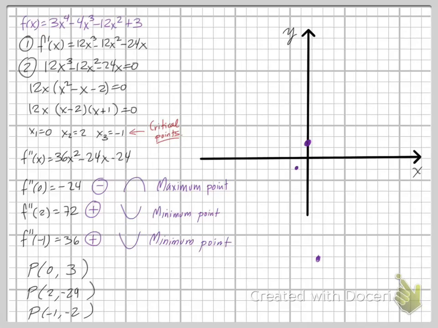So I can see what the shape of my function is going to be. The function here is concave down, I'm sorry. This is concave down. And here my function is concave up. Okay, so this is a very rough sketch of my function. That is how we are going to use the second derivative on these examples.